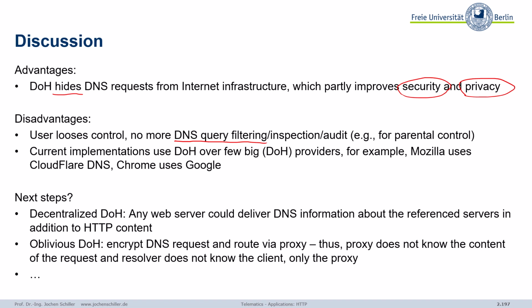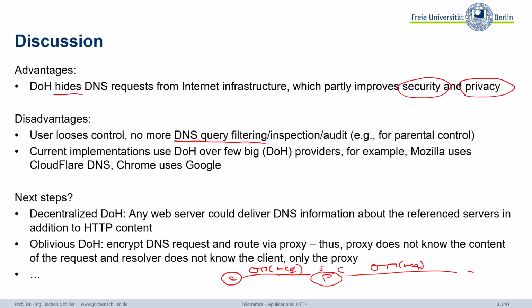There are ideas of oblivious DoH. So what does it mean? You encrypt your DNS request, you route it via a proxy. What was the idea of the proxy? So we have the client. The client encrypts the request. That means no one can read the request but the real server, the DoH server. Then we have the proxy. The proxy doesn't know anything about the content, but now acting as a server, at least taking over the request, and then acting as a client to forward the encrypted request to the server.